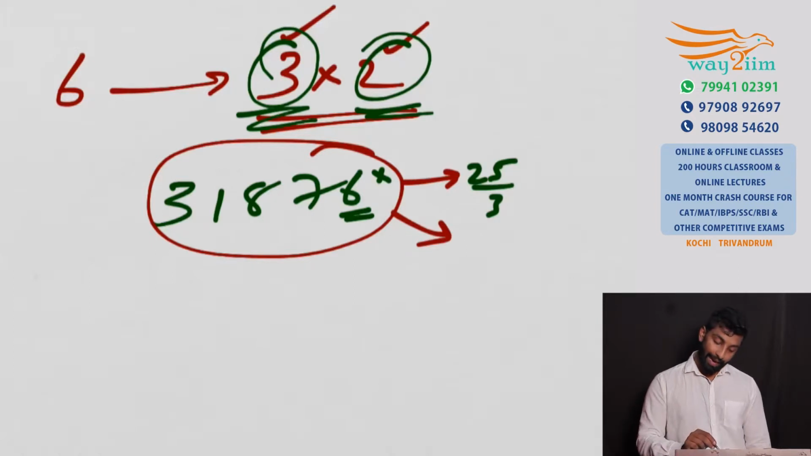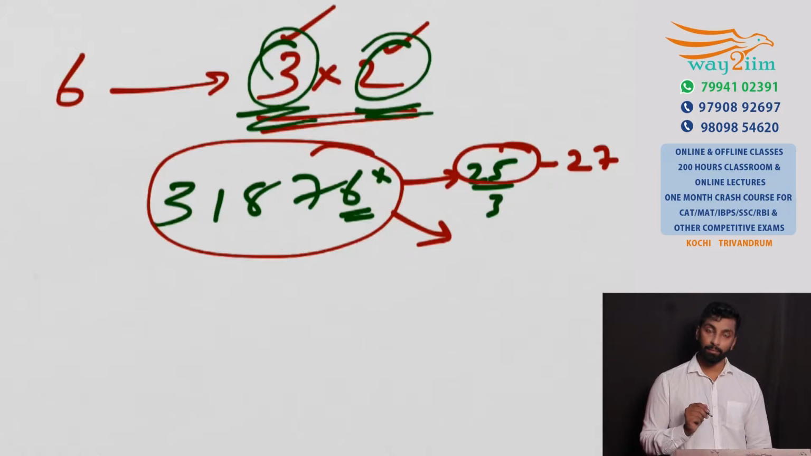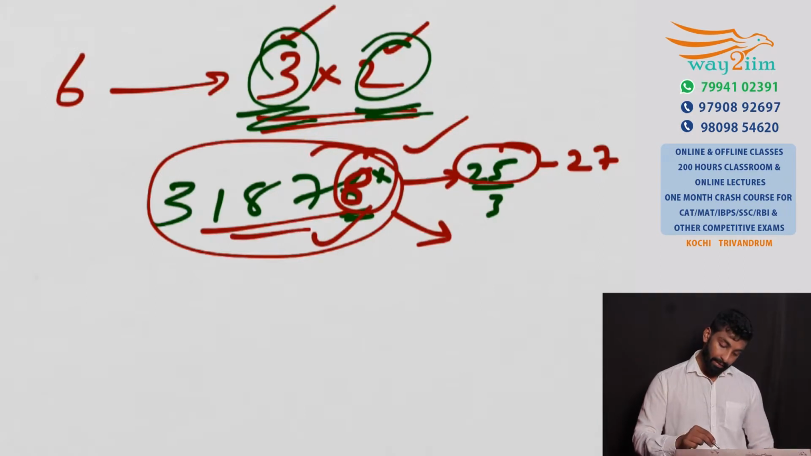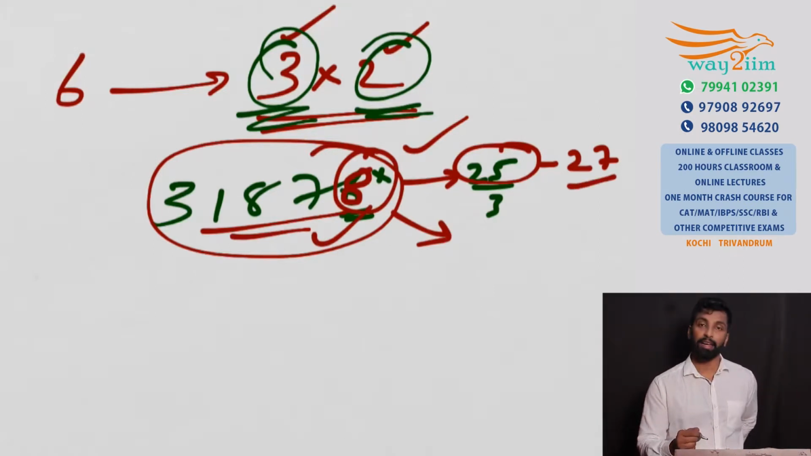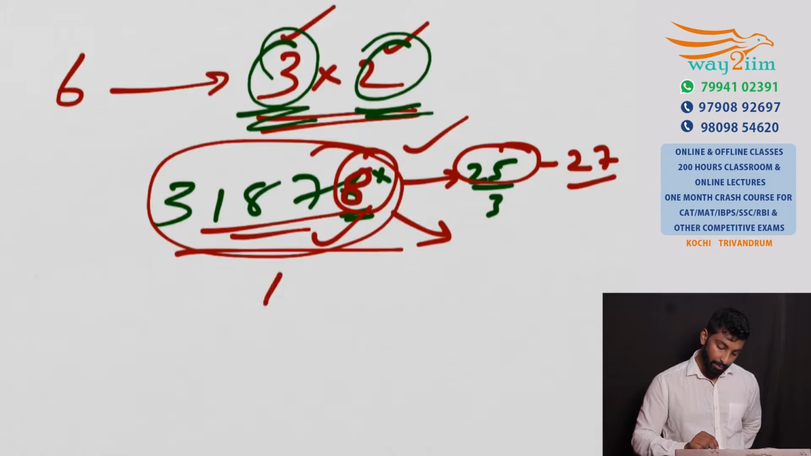So what I need to do, had it been 27, that number is divisible by 3. So how to make this 27? You increase 2 here, so this will become 8. Now since this is 8, it is an even number also. So this number is an even number, and it is divisible by 3 because the sum of digits you are getting is 27. So this number is divisible by 6.